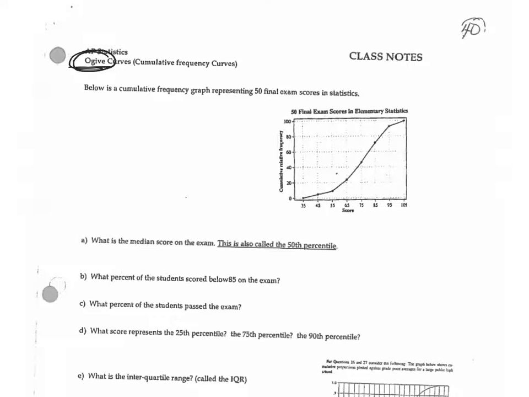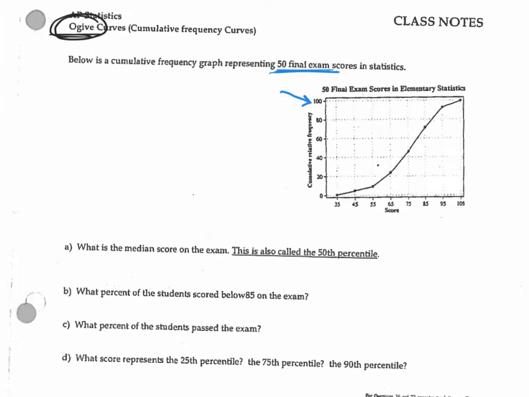Now, first thing I want to say is look at this data we have. Below is a cumulative frequency graph representing 50 final exam scores in statistics. So my question to you is, if there are 50 final exam scores, why is there a 100 right there at the top? That's my first question to you. 50 final exam scores, then why is the total accumulated a 100? We are adding it up. Why is that not adding up to a total of 50 exams?